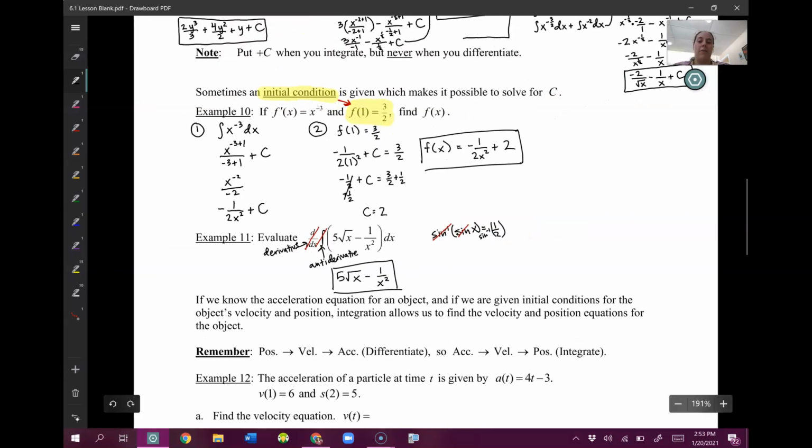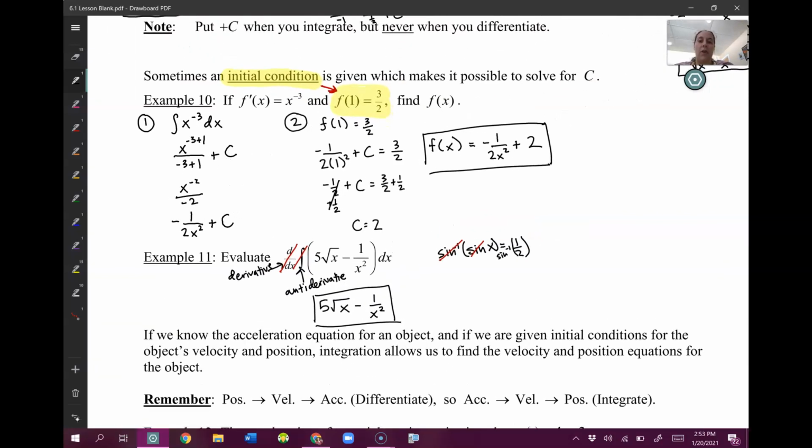So that's all for this video. In the last video, we're going to do some physics with position, velocity, and acceleration.